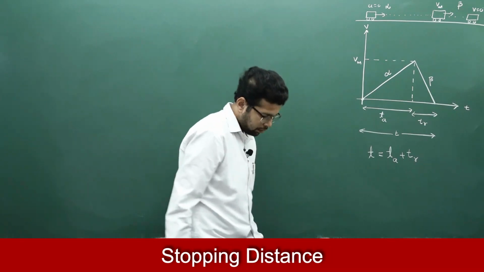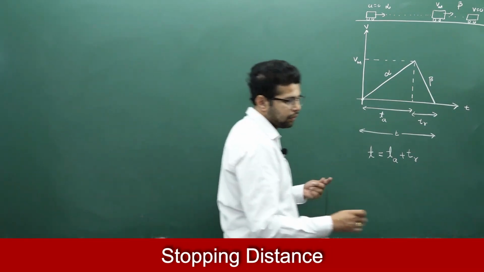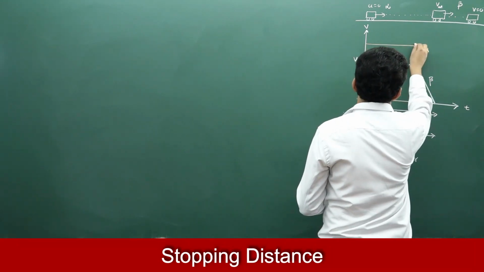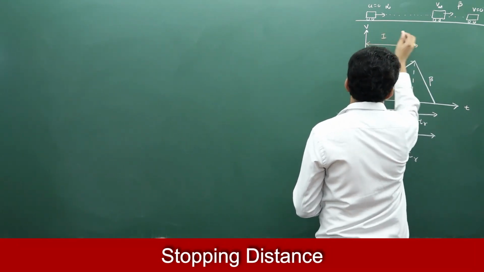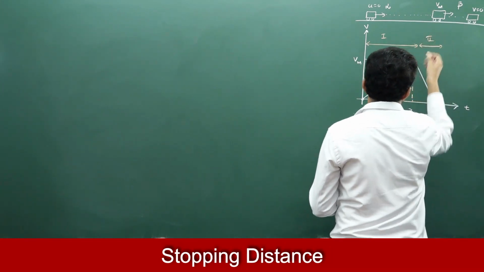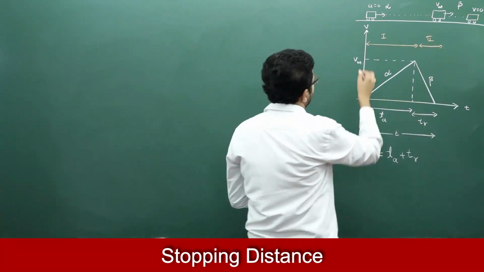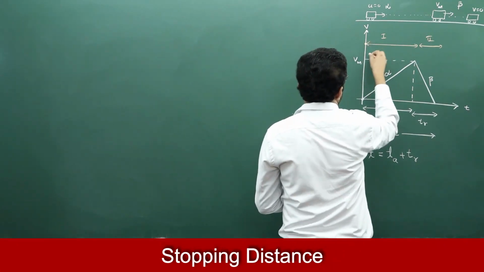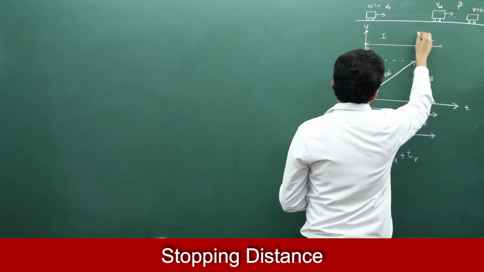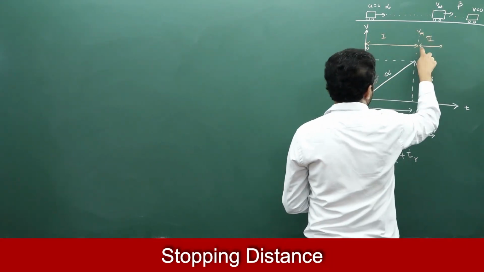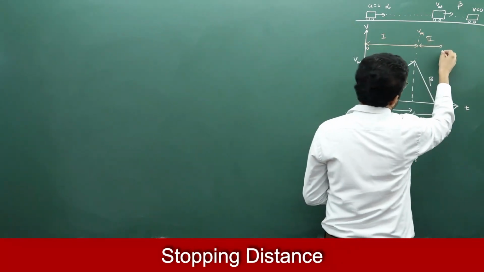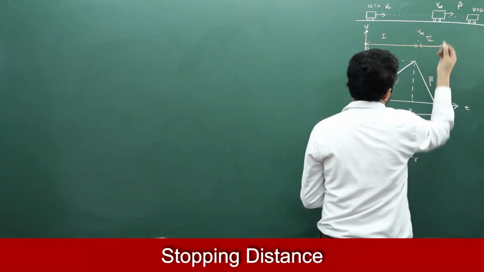Now we will divide this situation into two parts. Say this is process number 1, and this process from here to here, the retarding process, is process number 2. In the beginning of process number 1 velocity was 0, at the end of process number 1 velocity is Vm. Beginning of process number 2 velocity is Vm, maximum speed. At the end of process 2 velocity is 0.